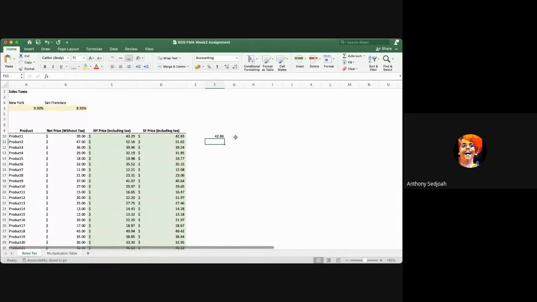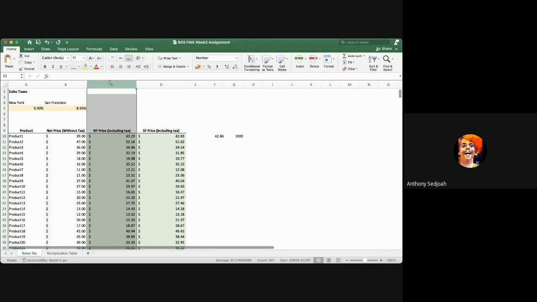Let's say your salary is 1,000 cedis, and they say the tax on your salary is 9.9%. To get the tax amount, which amount will you multiply the 9.9% by? By the salary, which is the 1,000. Yes. So it's the same thing over here, your 42.86.